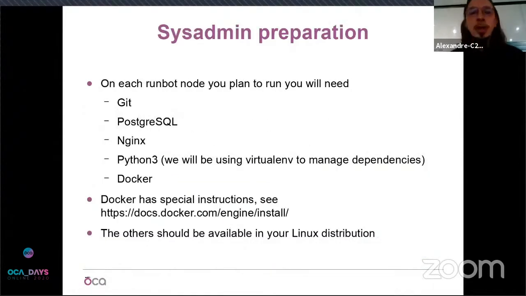Then on each node, you'll need a few packages. You'll need Git, obviously, because you'll be pulling Git repositories. You need PostgreSQL to host the build databases. You need Nginx for the reverse proxy. You need Python 3 to run Odoo, and you need Docker to run the builds. Docker generally has special instructions to set up because it's normally not available in your Linux distribution, but the other packages are normally available in your Linux distribution, so you should use that to install them.